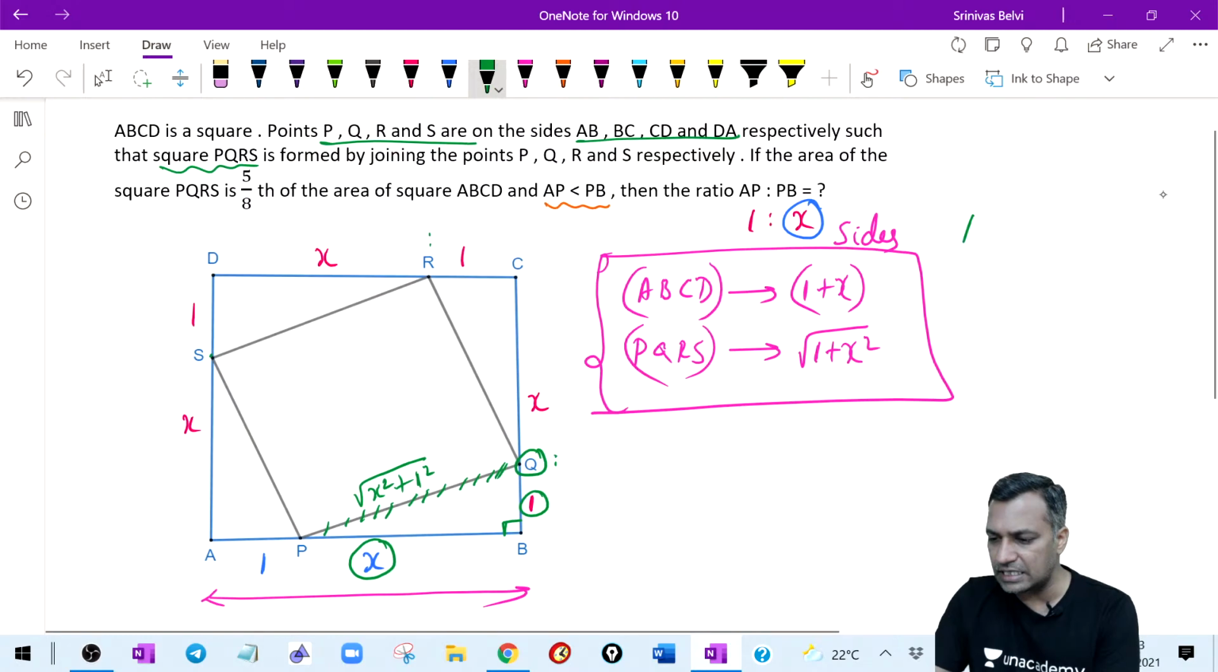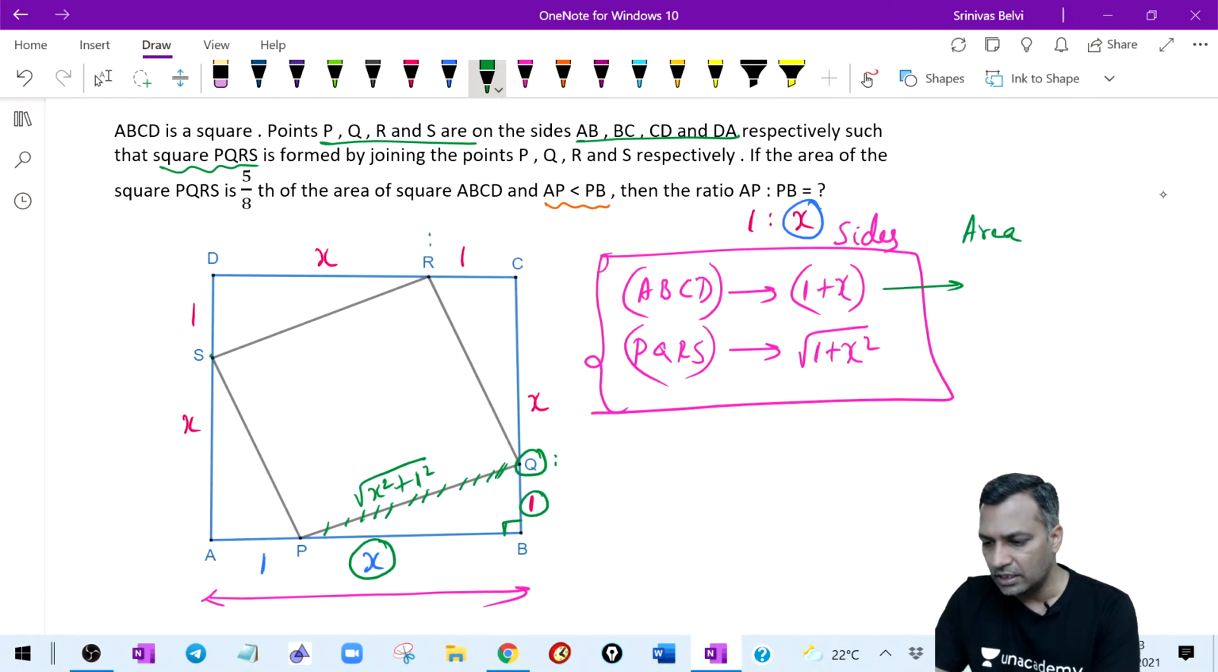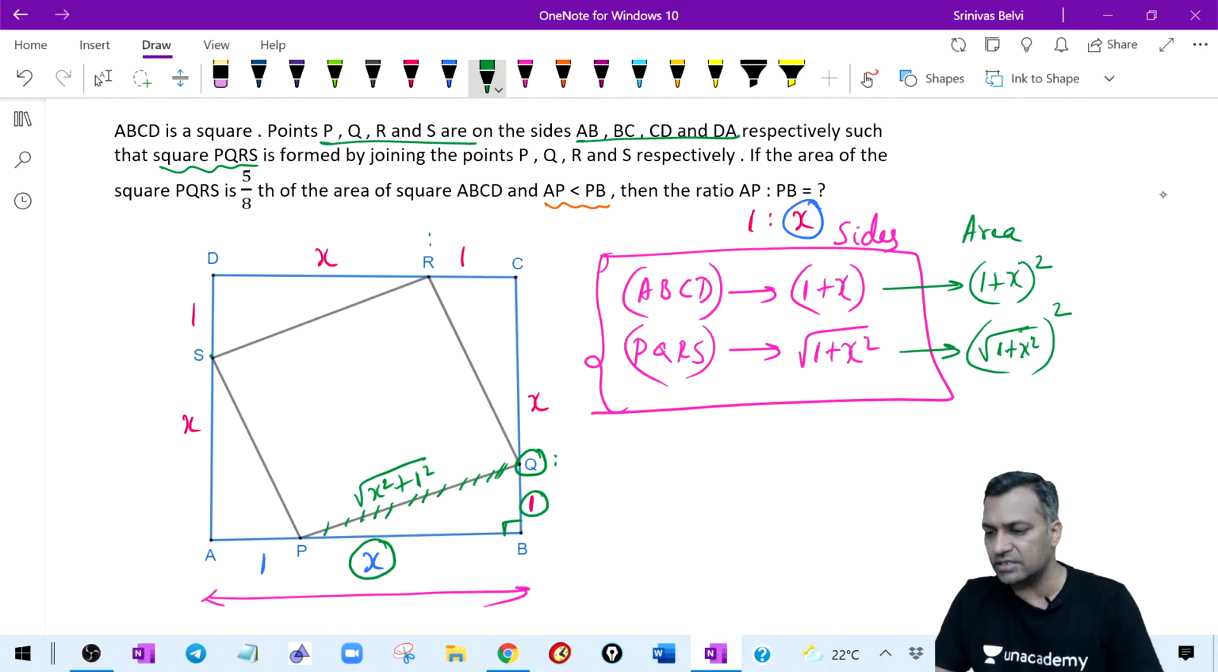Okay, therefore let me write the area. Area would be of the form (1 plus x) whole square, and area would be of the form (under root of 1 plus x square) whole square, because area is a square function of the side. We already know that from our earlier study.